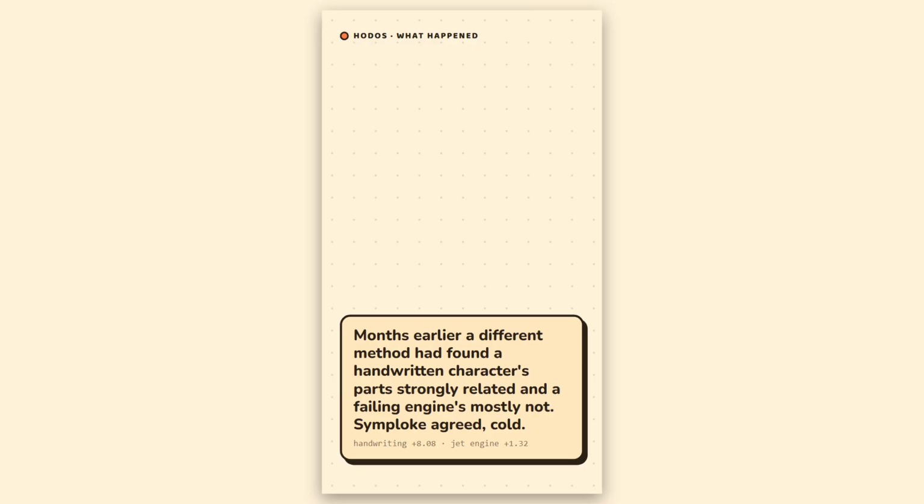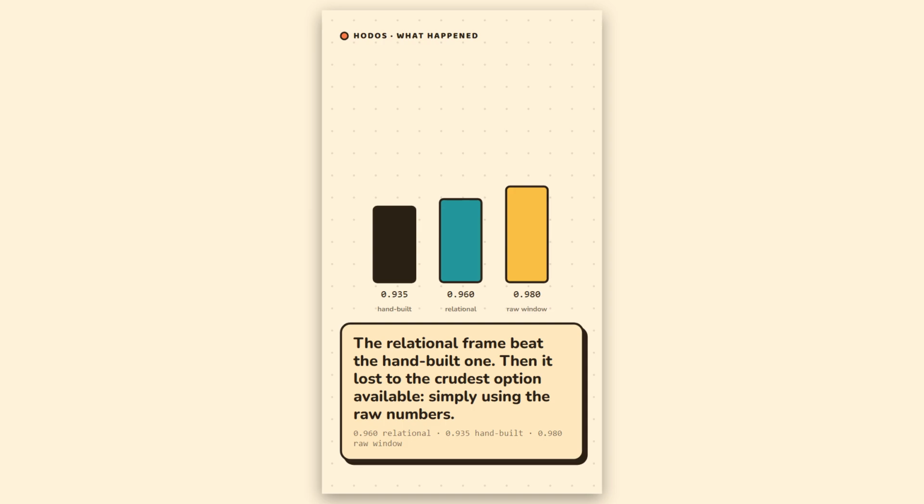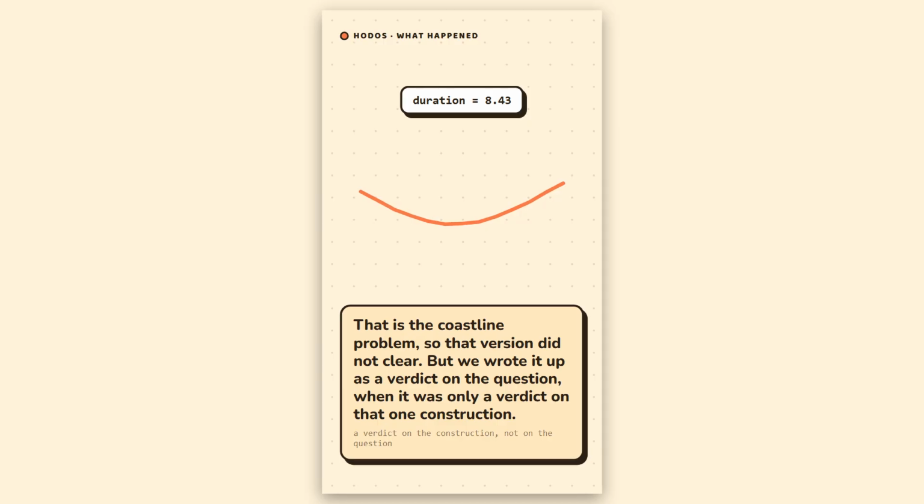Months earlier, a different method had found a handwritten character's parts strongly related, and a failing engine's mostly not. Symploke agreed, cold. The relational frame beat the hand-built one. Then it lost to the crudest option available, simply using the raw numbers. The first version of Chronos held up on smooth signals and came apart on noisy ones. The finer you sampled it, the longer the answer got. That is the coastline problem, so that version did not clear, but we wrote it up as a verdict on the question, when it was only a verdict on that one construction.